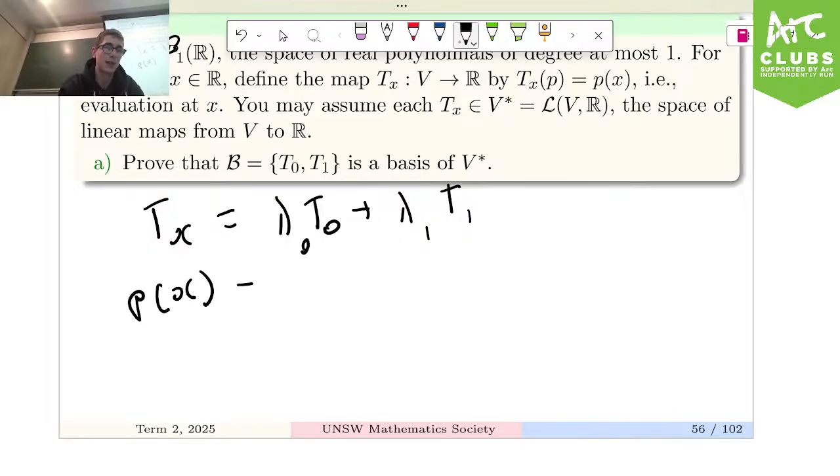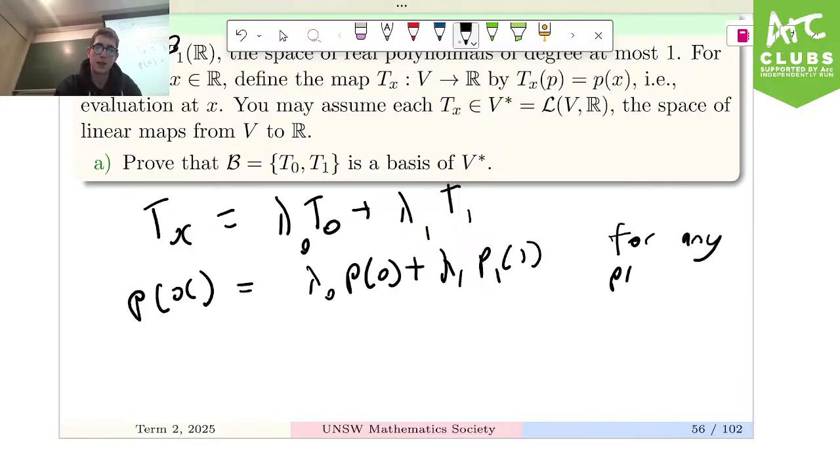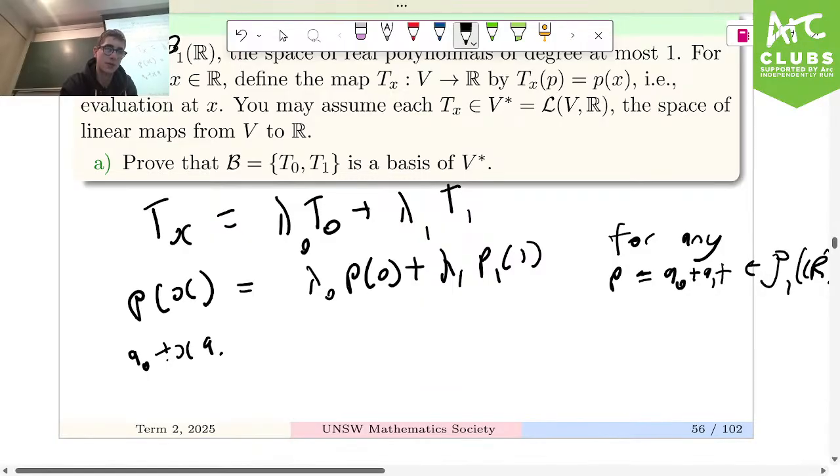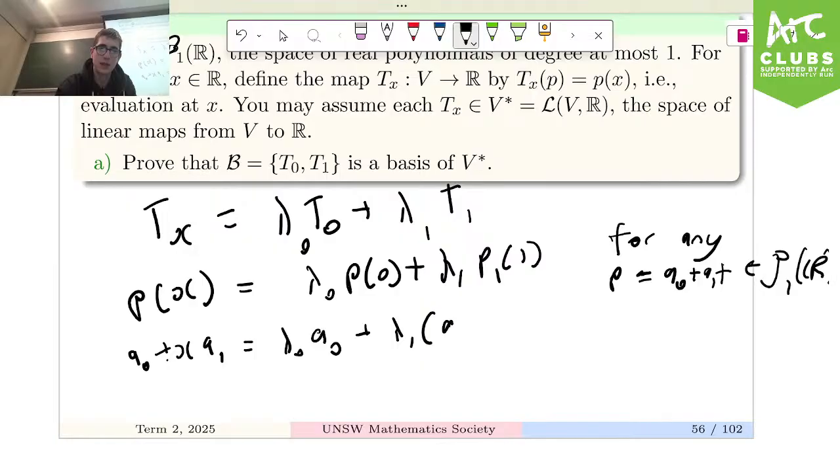So I guess we need this to be true. If we want this to be true, we need P of X to be equal to lambda naught P of 0 plus lambda 1 P of 1 for any P of X, and let's say that's equal to A0 plus A1 T, in the space of polynomials of degree 1 over R. So this would be A0 plus X times A1, and this is lambda naught times A0, and this is then lambda 1 times A0 plus A1, just A1.